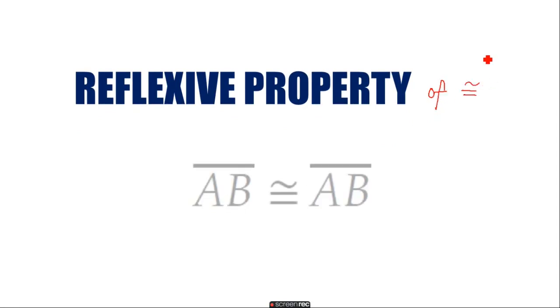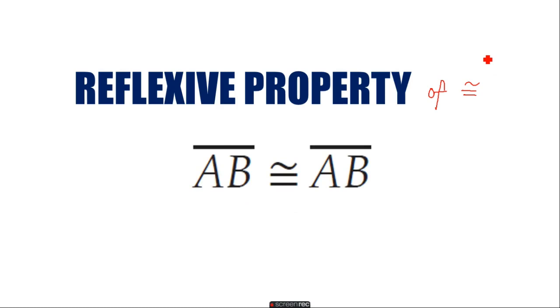Now, what are the different properties of congruence? The first one is the reflexive property of congruence. In the reflexive property of congruence, it states that if we have a line segment AB, this is actually congruent to line segment AB.